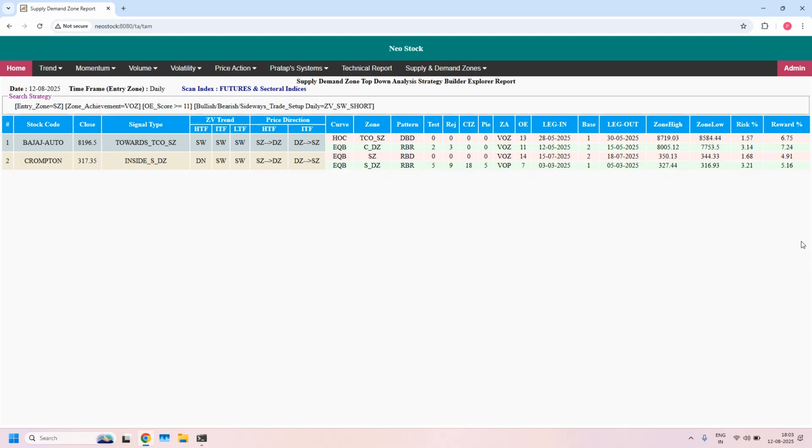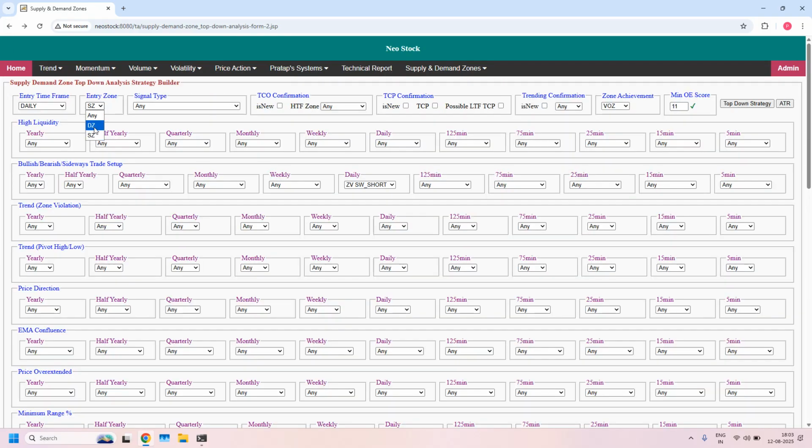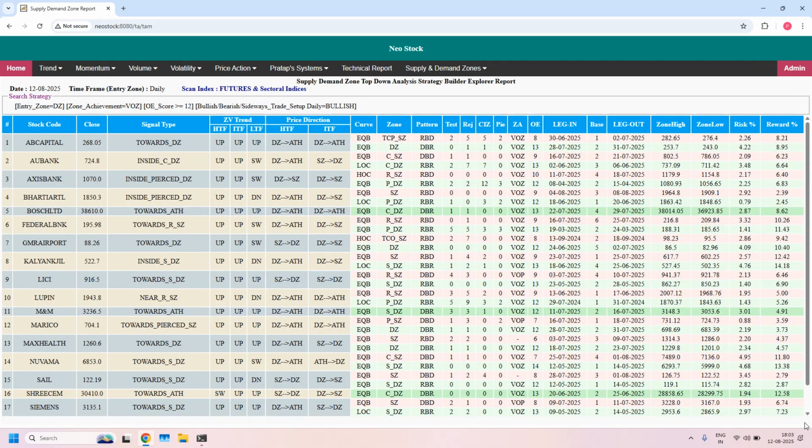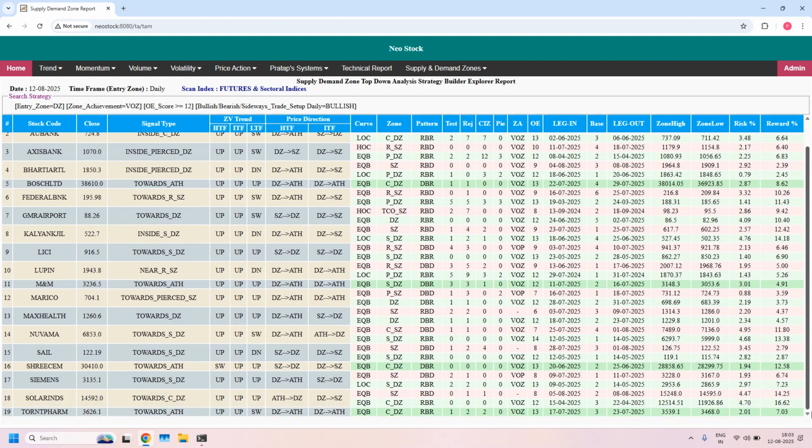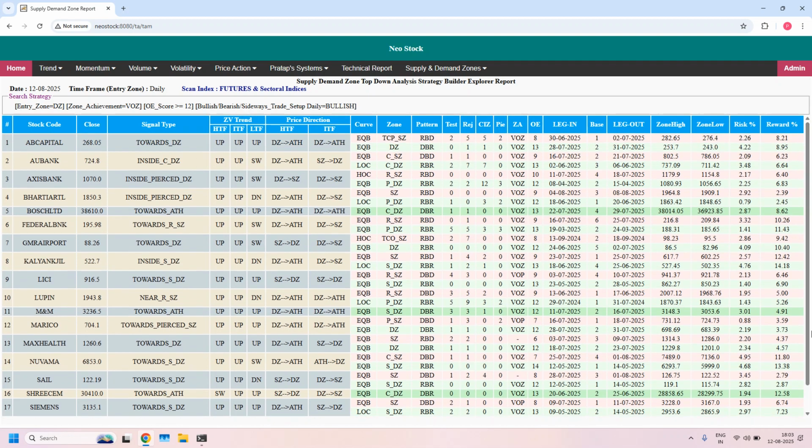Okay, next, bullish trade setup for monthly income trade. The changes are daily demand zone here, bullish, and one more change: minimum odd enhancer score should be 12. Not 11, 12. So with these filters, we got 19 stocks. So the first 17 stocks in the list are supporting bullish trade setup for monthly income trade.